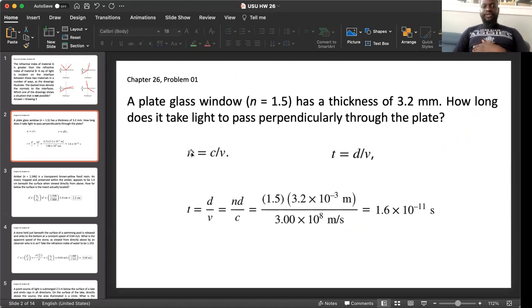So instead of speed here, we'll have refractive index over speed of light. So we do refractive index over speed of light for V here. And then we put our D on top. And then we finish here, speed of light over refractive index is V here. So we just put in the parameters here and then we're done.